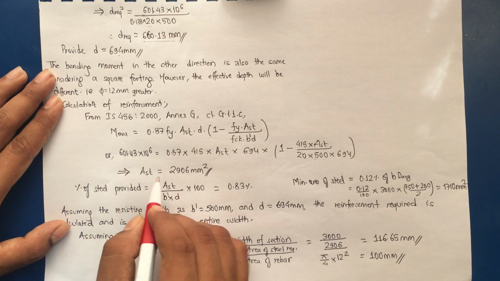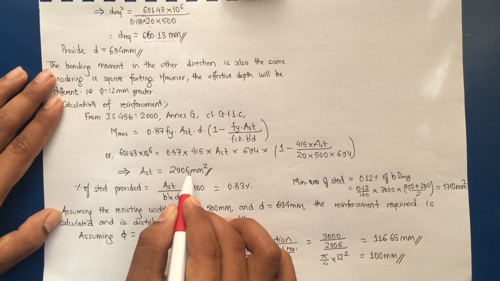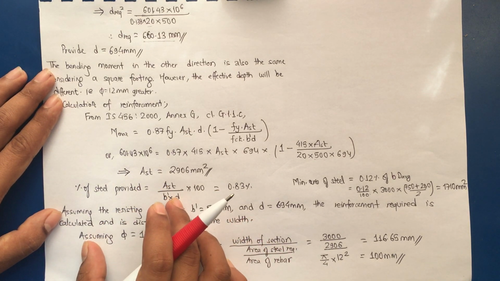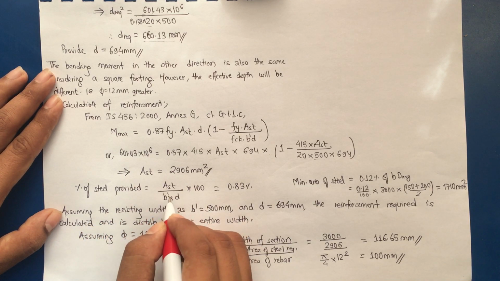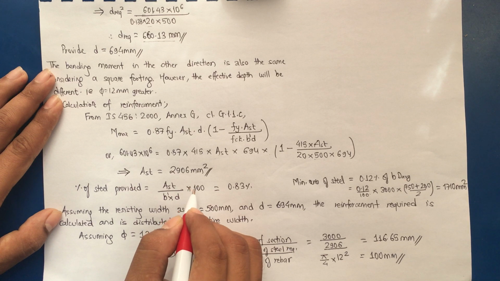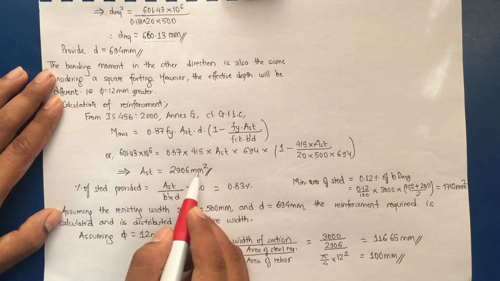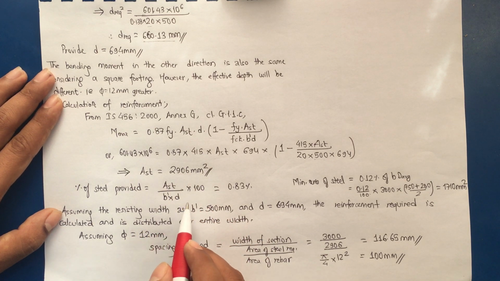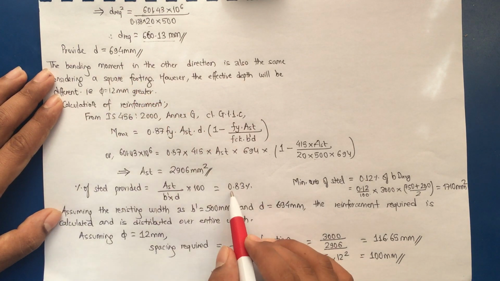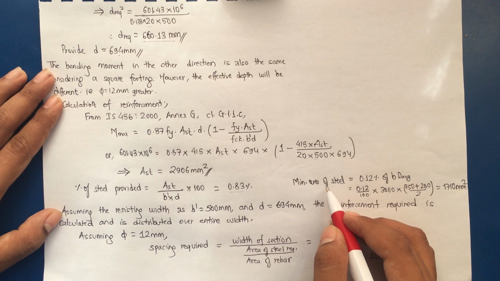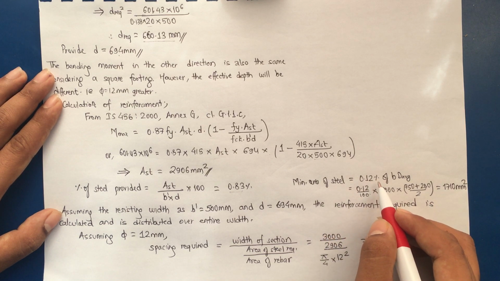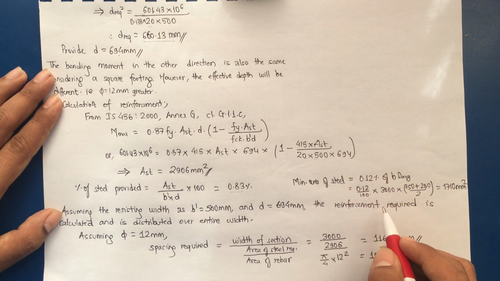So the area of steel is computed as 2906 mm square, and the percentage of steel provided is area of steel divided by B dash into D into 100. Area of steel 2906, B dash 500, D is 694, so this comes as 0.83%, and the minimum area of steel to be provided is 0.12% of the concrete area.